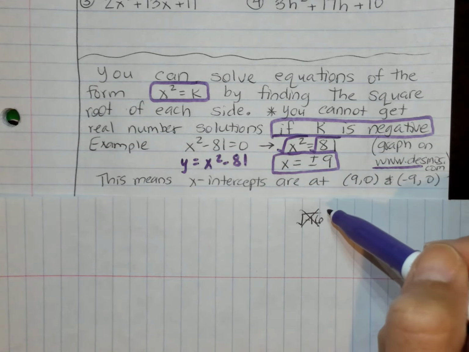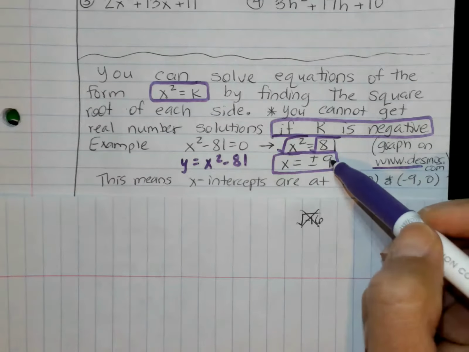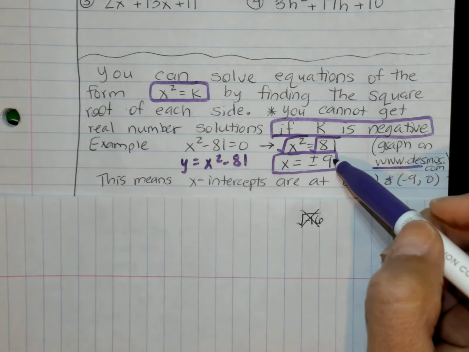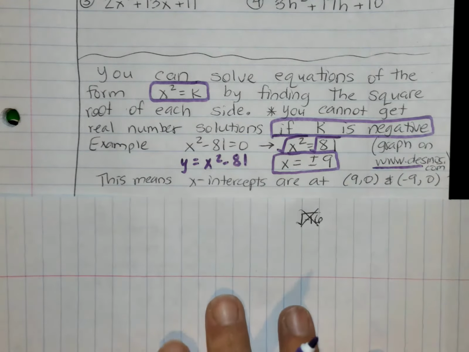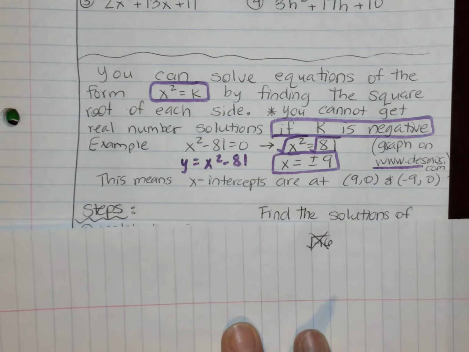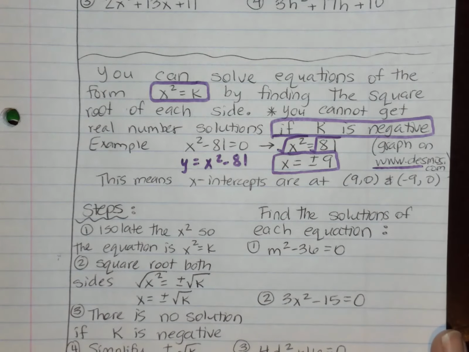You should see that the parabola, you might have to zoom out a little bit, but the two intercepts are at positive and negative 9 on the x-axis. That's what the solutions are. That's what it means. They're the x-intercepts. Okay, so anyways, let's pause real quick and do that, and then come back.